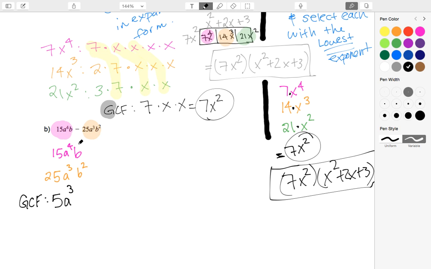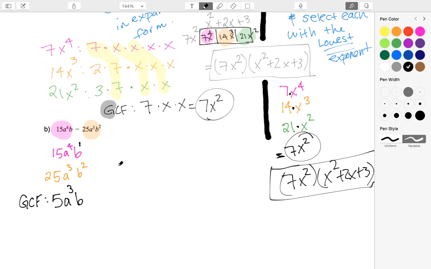And then here I have b and b squared, right? So I have to remember when there's no exponent, really, there's a 1. So the smallest, since they both have a b in common, then I can include it. And it says b to the first, so that is the smallest exponent. So this is my GCF, okay?